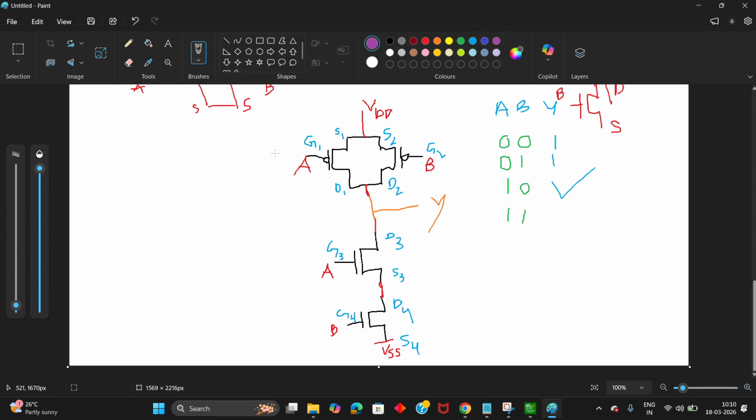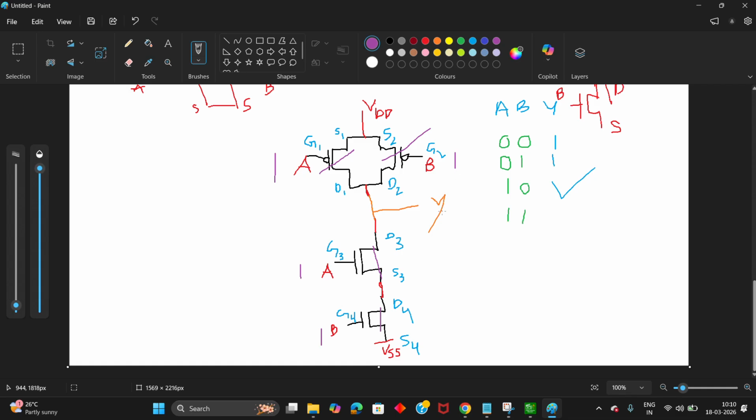I am going to apply A equal to 1 and B equal to 1. It means we are going to give the high voltage. For 1, both the PMOS transistors in the pull-up network are going to turn off. For 1, both the NMOS transistors in the pull-down network are going to turn on. It means these are going to have a short circuit, and these are going to have an open circuit.